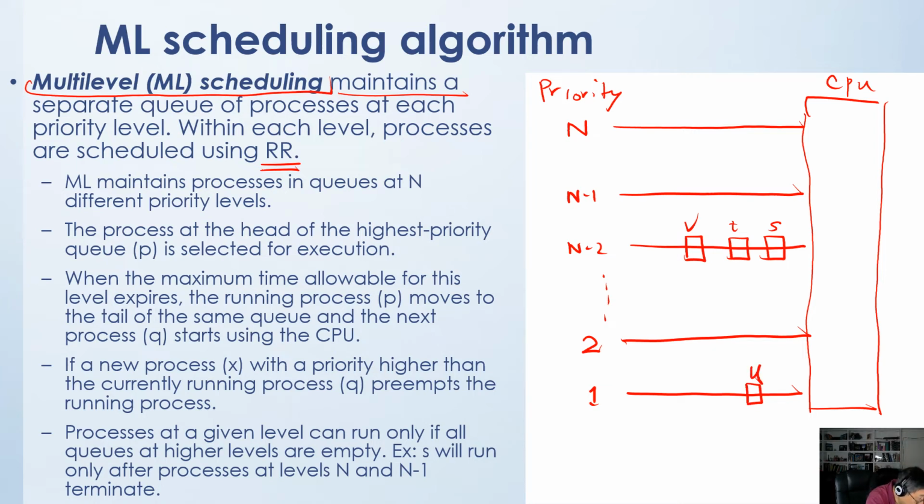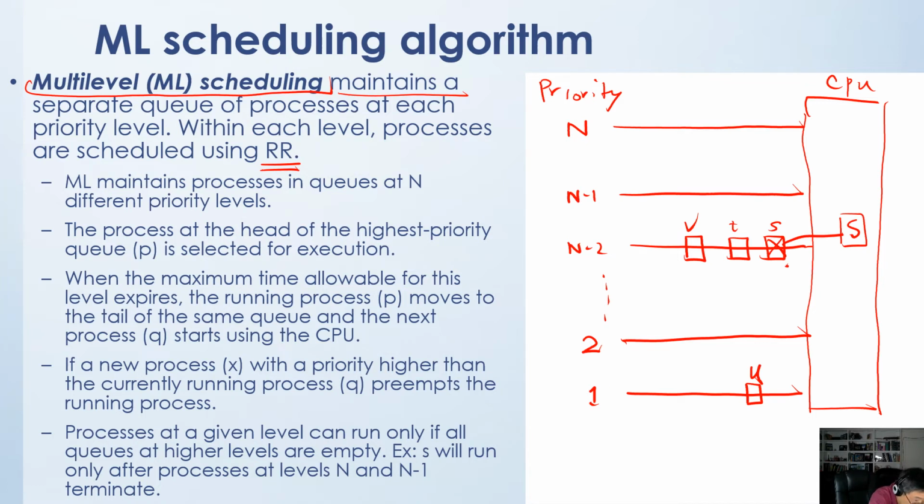Now, the operating system scheduling algorithm, the multi-level scheduling algorithm, is going to check each of the queues and select the process in the highest priority level queue, and put the process S, which is at the head of this queue, into the CPU.